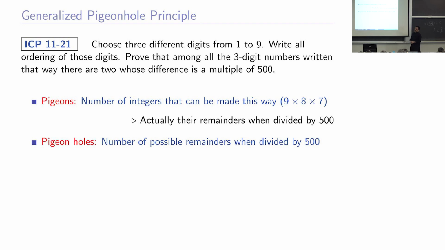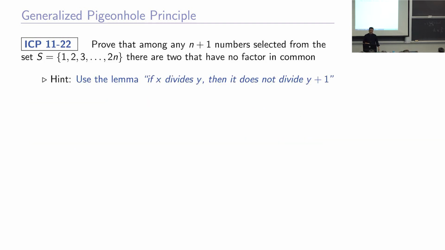I don't know if you can picture that division algorithm thing. If the remainder is, let's say, 483, there is another, different number whose remainder is also 483. That number must be actually 500 away from this number. So their difference will be a multiple of 500. That's what it says. Okay, work it out. Don't worry about the details.